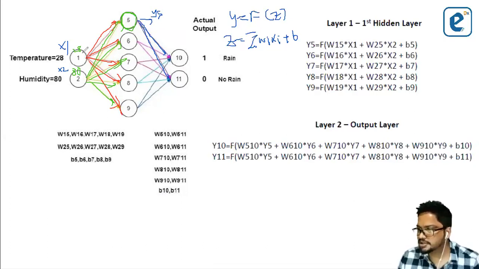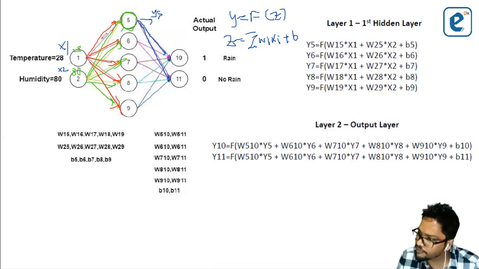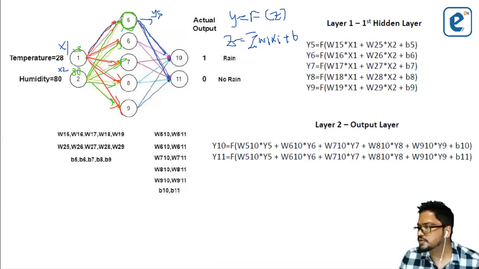So that means the x1 value is going from this net, this red color net. What's going to happen? The x1 will be multiplied with the weight of that net. The weight of that net is 1,5.